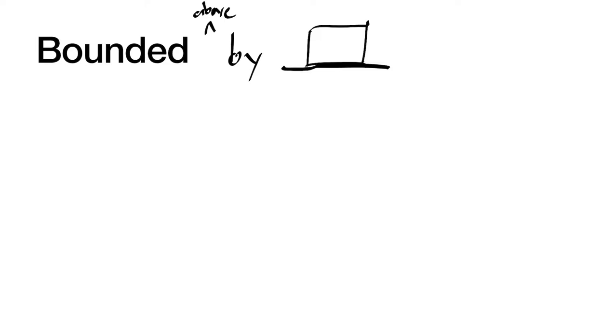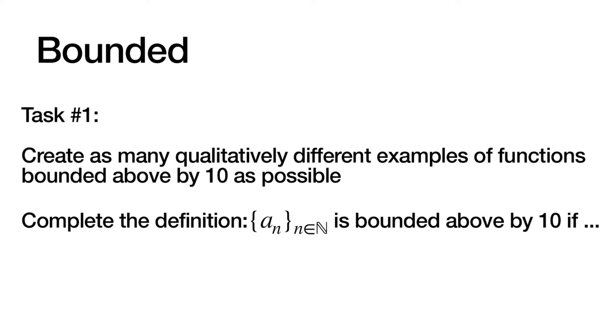But what I want you all to do right now is create as many qualitatively different examples of functions bounded above by 10 as possible. And the way I want you to create these is to use graphs. So get yourself a piece of paper, draw a bunch of graphs, and create a bunch that are bounded above by 10, and then a bunch that aren't bounded above by 10. And try to think about what is the difference between the two groups.